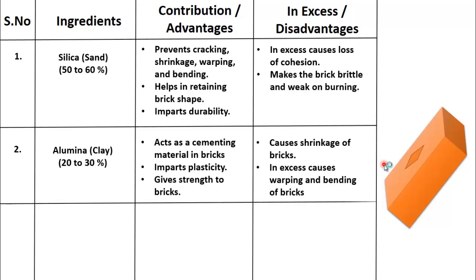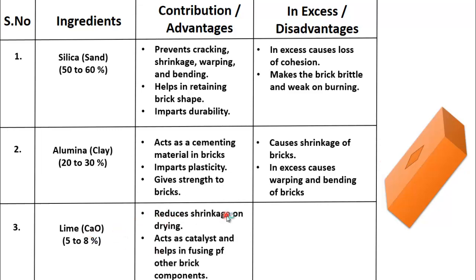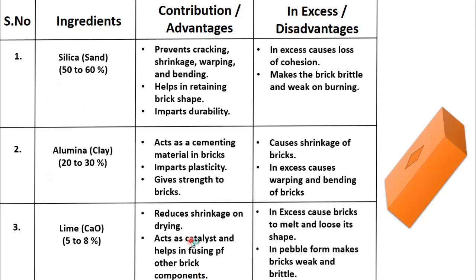The next component of the brick is lime. Its composition is 5% to 8%. Lime reduces shrinkage on drying and it acts as a catalyst and helps in fusing of other brick components like alumina and silica. If excess lime is provided in bricks, it causes bricks to melt and lose their shape. The lime should be provided in finely powdered form. In pebble form, it makes bricks weak and brittle.